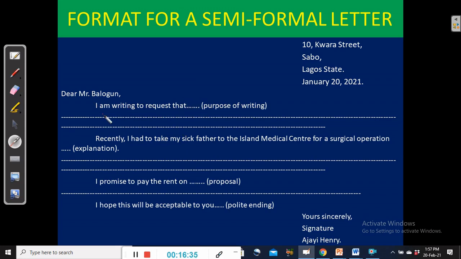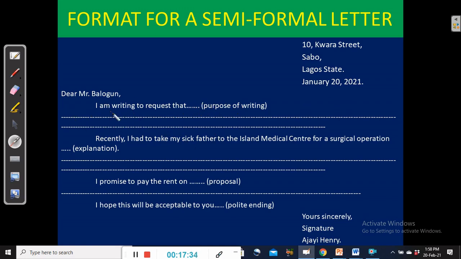Whenever you are writing a letter, you have to take note that a semi-formal letter does not require inquiries about the health of the person or extending greetings to members of the family. No, this is a semi-formal letter, so it has to have some features of the formal letter. And one major feature of the formal letter that the semi-formal letter has is its business-like nature. You go straight into the purpose of writing without making inquiries. How are you? How are members of the family? These are unnecessary. You go straight to state the purpose of your writing. I am writing to request that. Then you state the purpose.